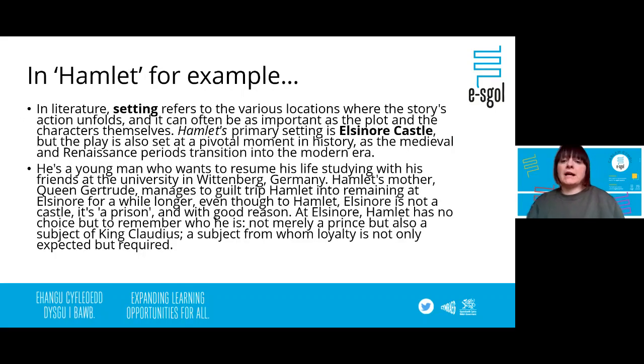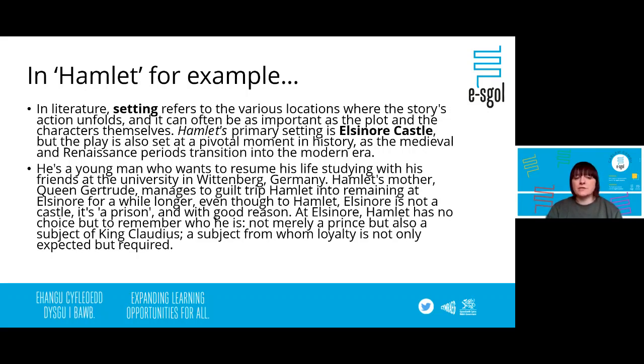Okay, so I have stated here, in literature, setting refers to the various locations where the story's action unfolds, and it can often be as important as the plot and the characters themselves. So Hamlet's primary setting is Elsinore Castle, but the play is also set at a pivotal moment in history, so looking at the social side as well as the actual place here, as the medieval and Renaissance periods transition into the modern era. When we meet Hamlet as a young man who wants to resume his life studying with his friends at the University of Wittenberg, Germany, his mother, Queen Gertrude, manages to guilt trip him into remaining at Elsinore for a while longer.